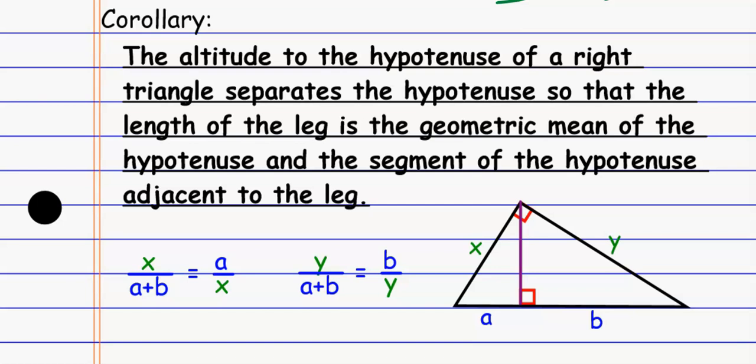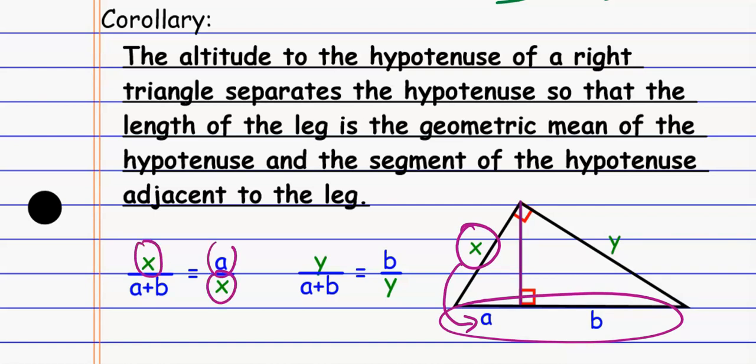Okay? So the altitude to the hypotenuse of a right triangle separates the hypotenuse so that the length of the leg is the geometric mean of the hypotenuse and the segment of the hypotenuse adjacent to the leg. And if that all just sounded like gibberish to you, hang on for a second. Let's look at the picture here. So like when I look at this one, right here, x is the geometric mean of the piece that it's closest to and the whole hypotenuse. Okay, and that's all this is saying. So here, x is the geometric mean, piece that it's closest to, and the whole hypotenuse.